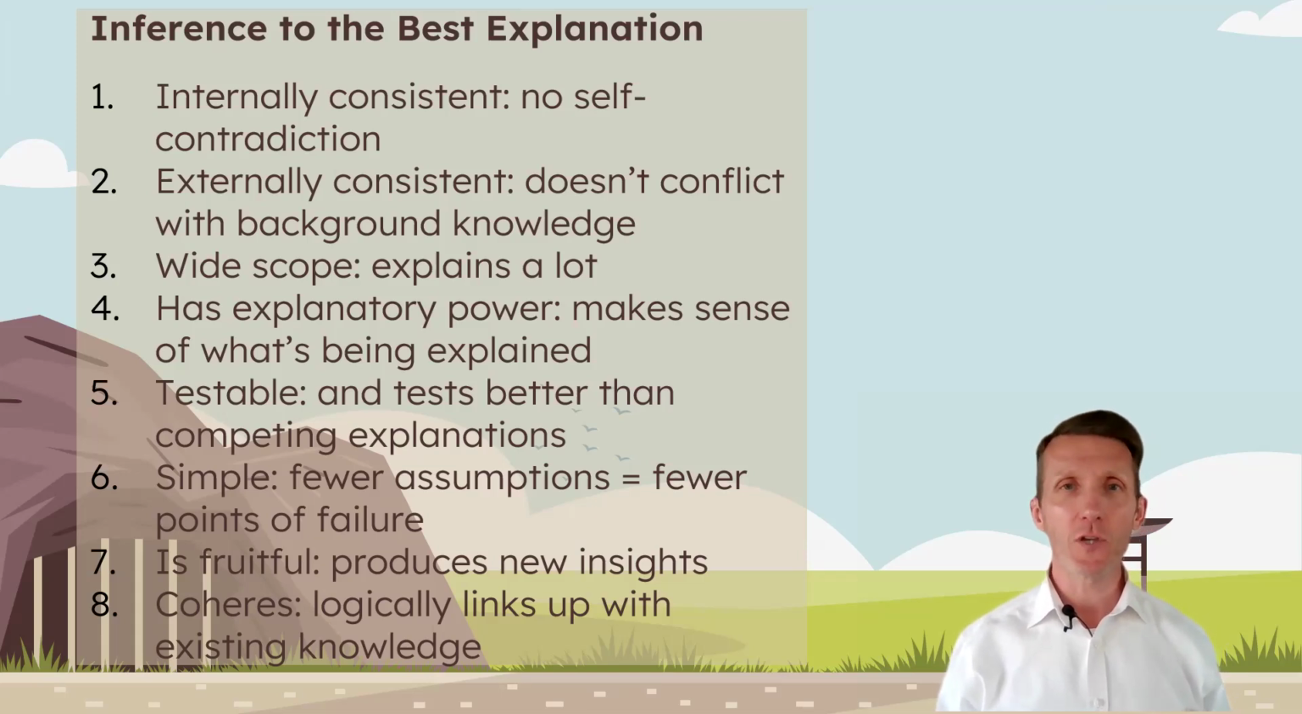Number 6, is it simple? Using what's called Occam's razor here, fewer assumptions, all else equal, mean fewer points of failure, and it's probably going to be a better explanation, all else equal. Doesn't guarantee it's going to be best, but it's helpful.